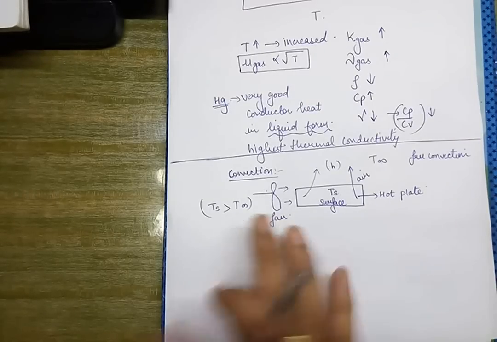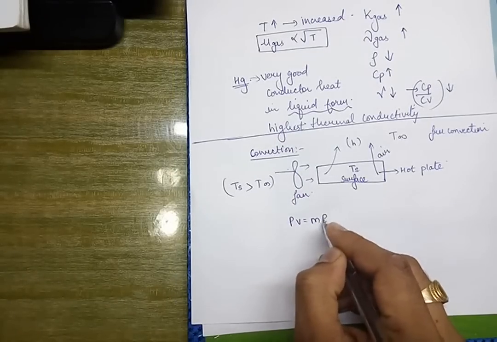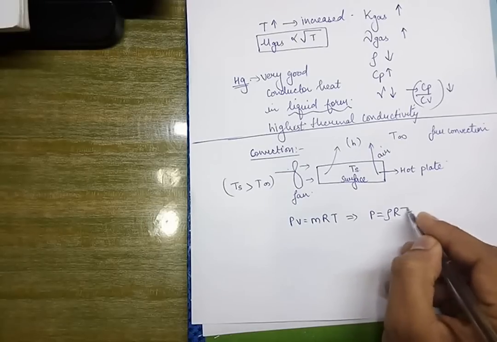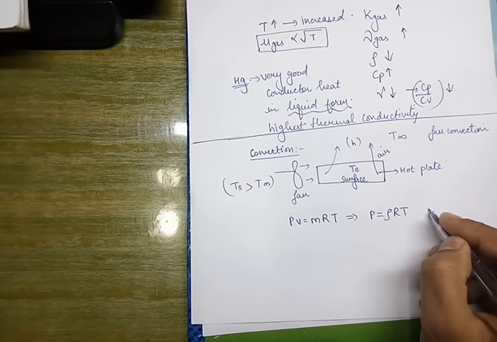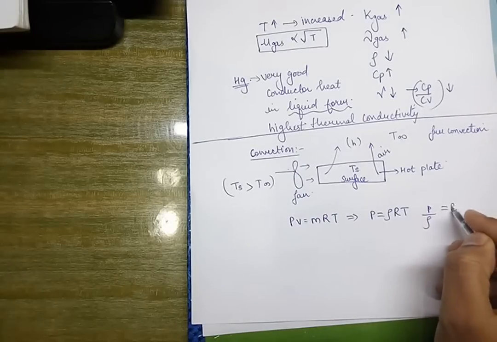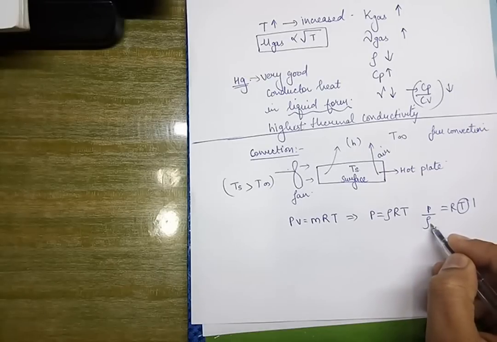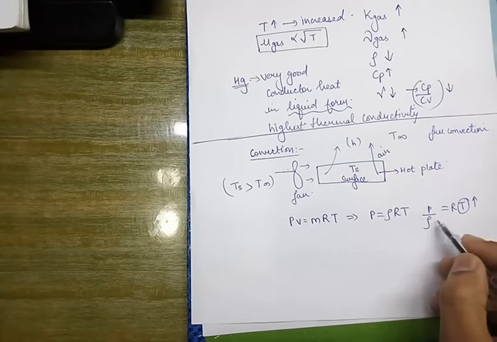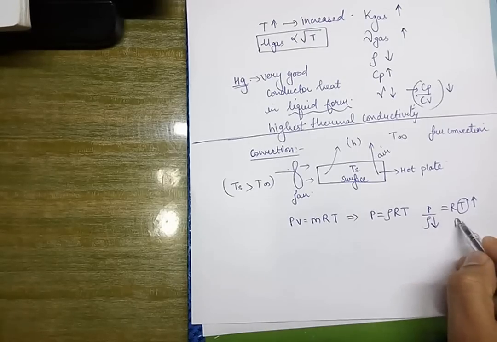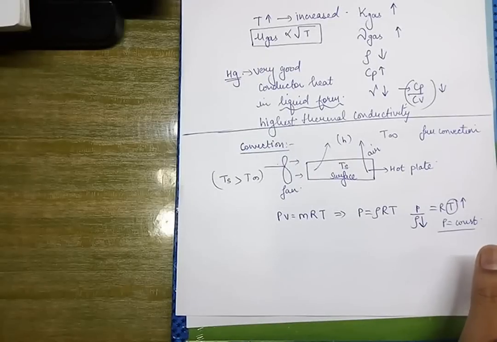Now, if we remember the gas equation, that is PV equals mRT, from here we can get P equals rho RT. So we have P upon rho equals RT. If the temperature and density relation is observed, if the temperature is increased, then definitely density will be decreased, such that pressure is kept constant. Here we are keeping pressure constant.